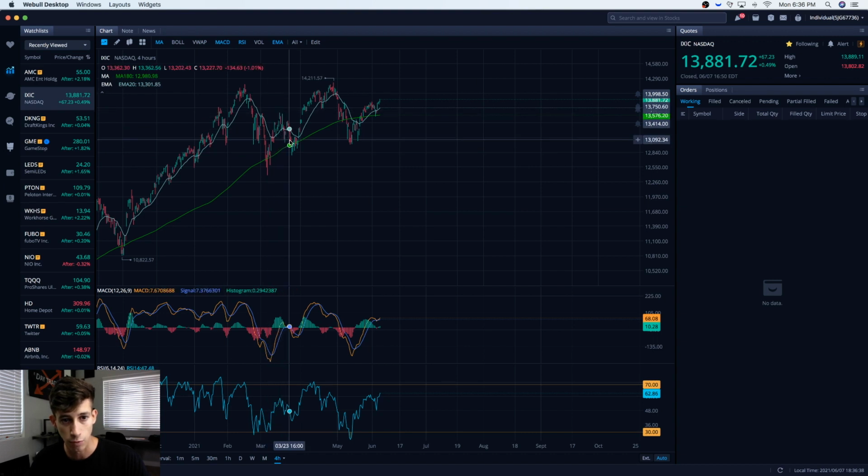We pushed up, we pulled back, we validated the SMA line, which is this green line right here, as a support, and it bounced right up. It made new 180-day highs at 14,211. It pulled back, all of tech pulled back. This is why I'm saying this: as all of tech pulled back, everyone was freaking out.